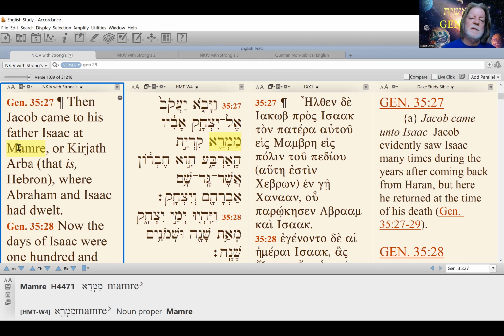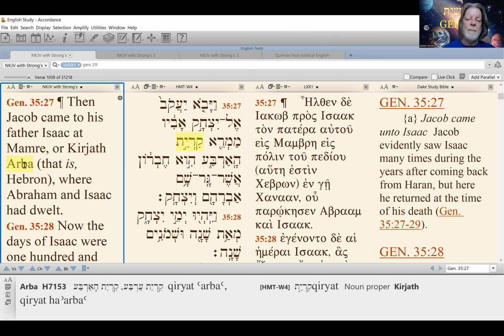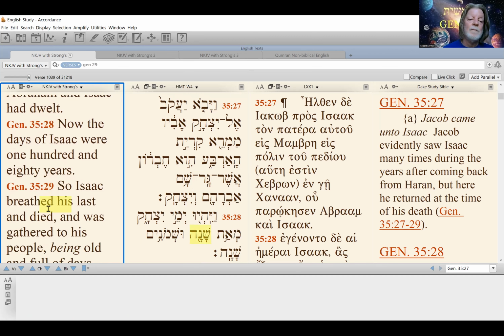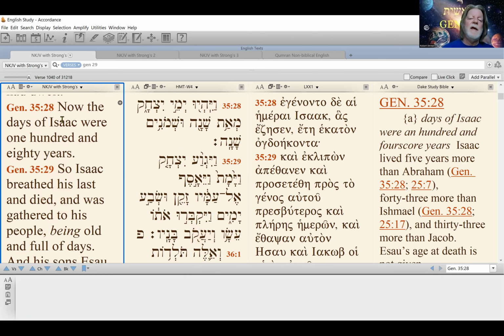So he came to his father Yitzhak at Mamre, or Kiryat Arba, which is this word Arba. I think it has to do with the number four. Kiryat is like a village or something like that. So it's like four villages or a quarter of the village or something like that, where Abraham and Yitzhak had dwelt. This is Hebron, modern day Hebron. Now the days of Yitzhak were 180 years, so he lived a good long lifetime.